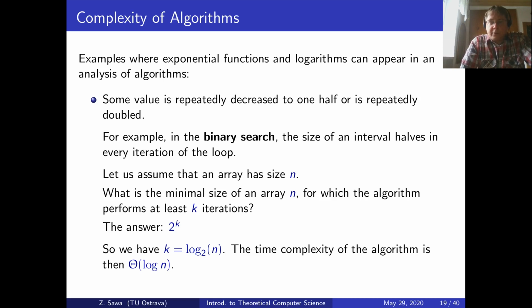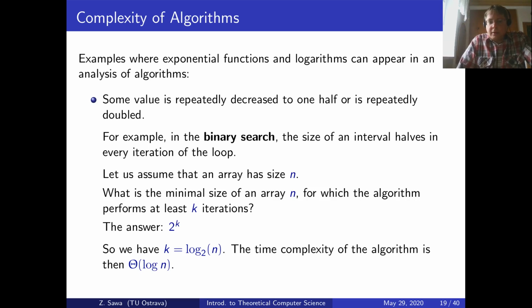Logarithms will often occur in cases where we decrease the size of something by dividing it, for example, by 2. A typical example of such an algorithm is binary search, when we have a sorted array and an element we are searching for in this array. We choose the element exactly in the middle of the array and compare the search element with it, and depending on whether it's smaller or bigger, we consider the first half or the second half of the array, and we proceed this way. So in each iteration, the size of the search interval is divided by 2 approximately.